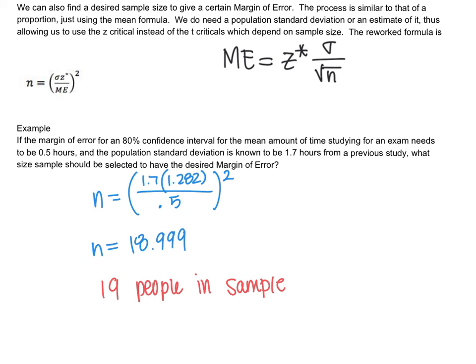Okay. Our sample size is a bit smaller here than what we normally see, and that's because our margin of error was so large. Our margin of error was 0.5, which is a very large margin of error, which means you need a smaller sample size if you're going to have that large of a margin of error.